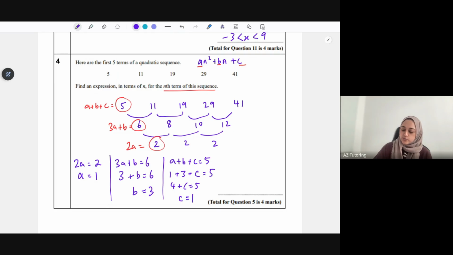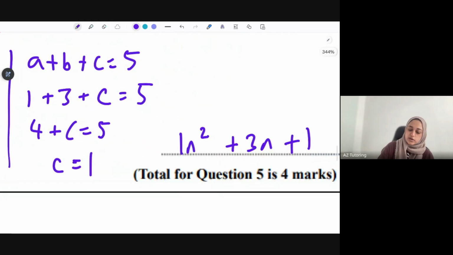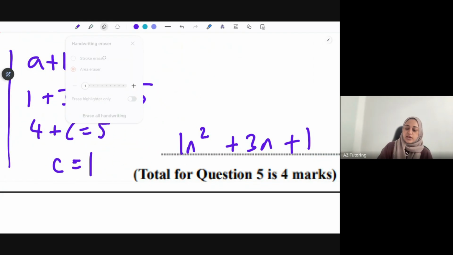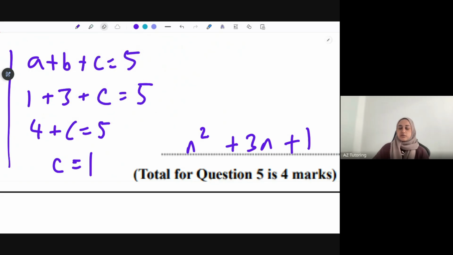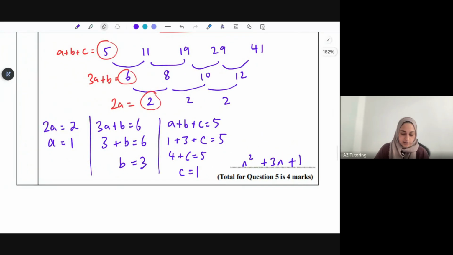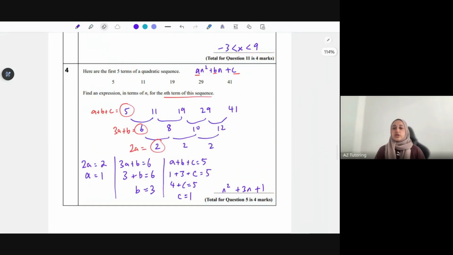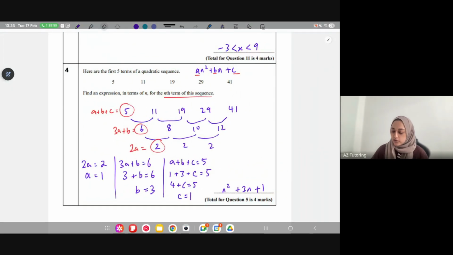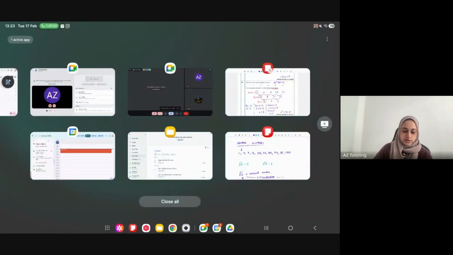So all you're doing is you just plug these into over here. So an squared, a is 1, n squared, plus bn, b is 3, so 3n, and then plus c, which is 1. And this 1 that's here in front of the n squared, I don't really need that. That's like saying 1x. You don't really say 1x, you just say x. So that's your final answer for that one. And that's how you do quadratic sequences. So I'll let you know what a geometric sequence is.